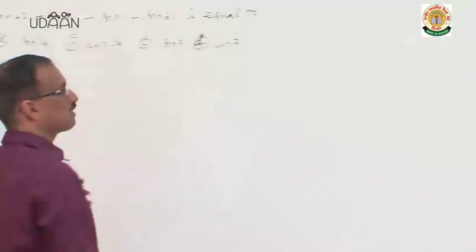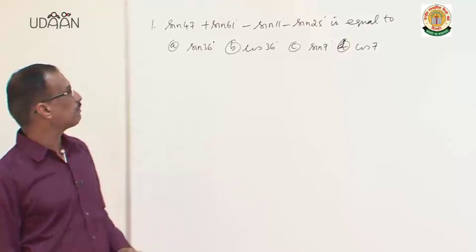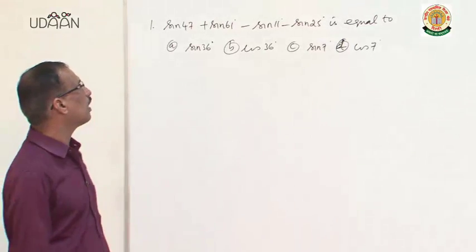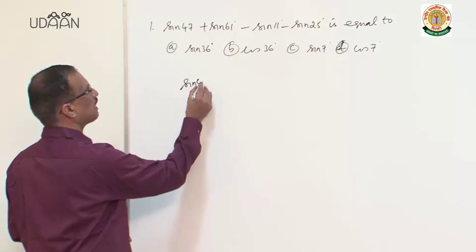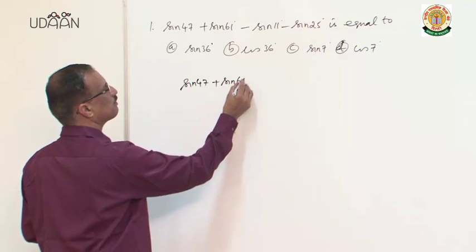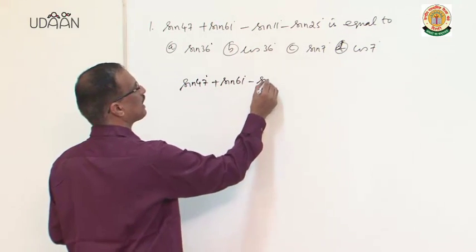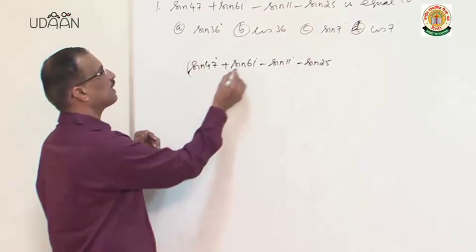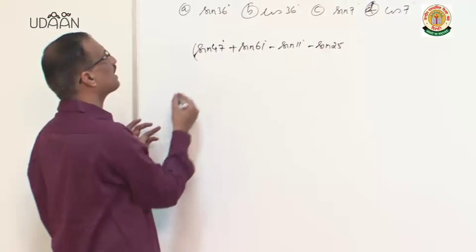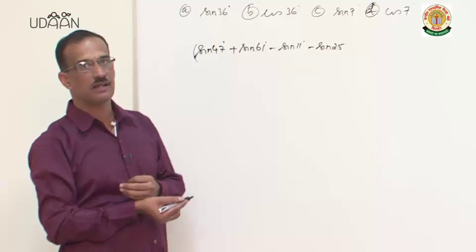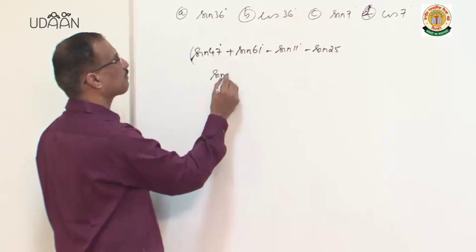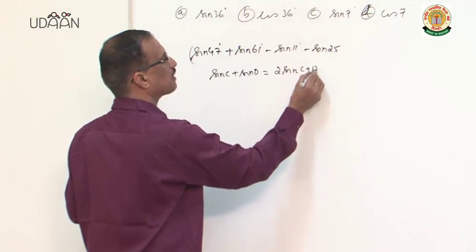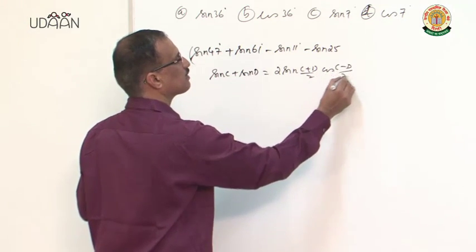Now the question is: sin 47 plus sin 61 minus sin 11 minus sin 25 is equal to what? We can group this one as one group and another as another group, and then we can apply sin C plus sin D. What is sin C plus sin D? Sin C plus sin D is 2 sin (C plus D)/2 cos (C minus D)/2.